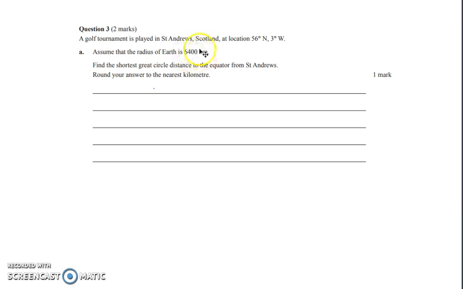Even if they don't give you this 6,400 kilometers, you need to assume Earth's radius is 6,400 kilometers. Find the great circle distance to the equator from St Andrews. Round your answer to the nearest kilometre. The main part here is we're using the great circle distance, so let me just underline that. That's the key piece of information there.